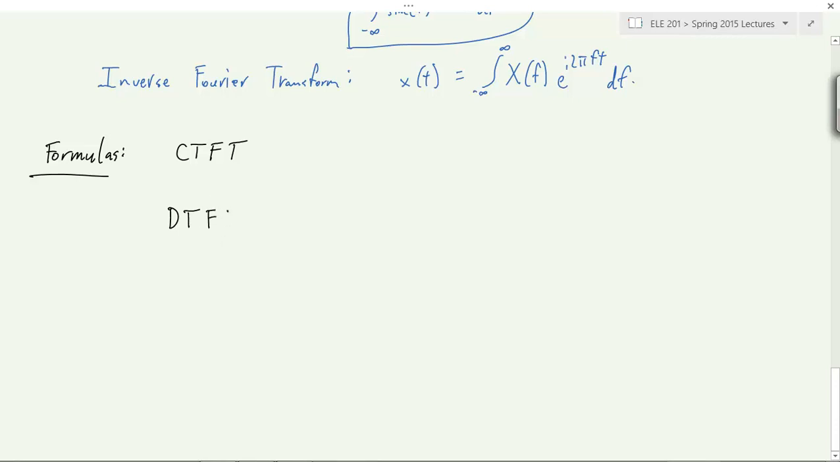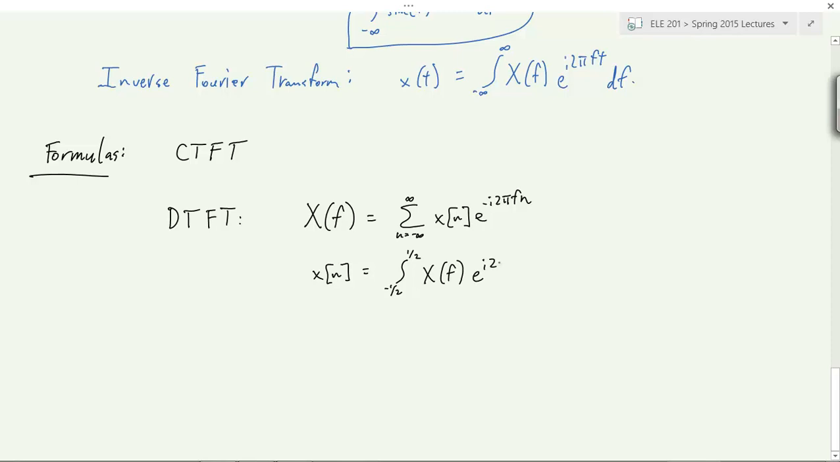The discrete time Fourier transform is very similar. You have that X of f is going to equal the sum from n equals negative infinity to infinity of x[n] e to the negative i 2 pi f n. Okay? And the inverse is that x[n] equals the integral from negative half to half of X of f e to the i 2 pi f n.